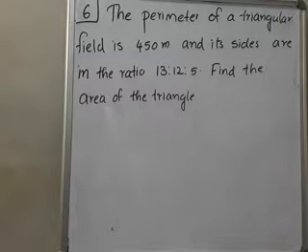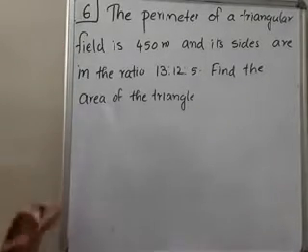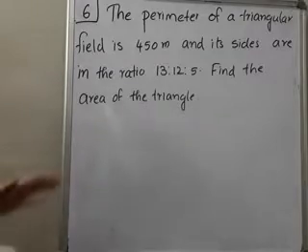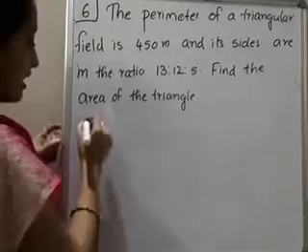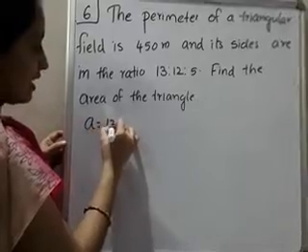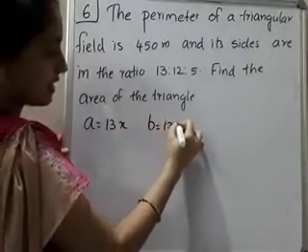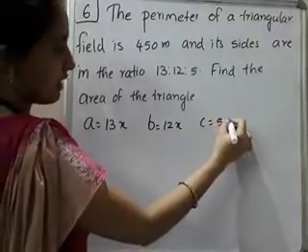Similar type, one more problem I'll give. The perimeter of a triangular field is 450 meter and its sides are in the ratio 13:12:5. Find the area of the triangle. Okay. So what you have to do first is, first you have to write A. That is A is equal to 13x. B is equal to 12x. C is equal to 5x.